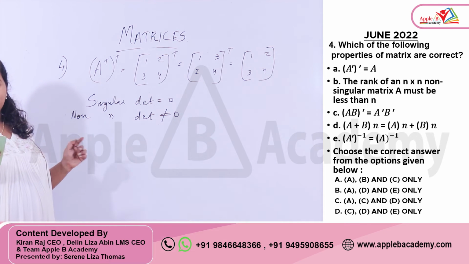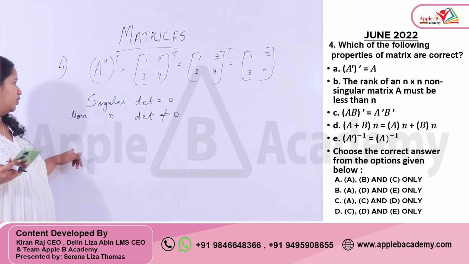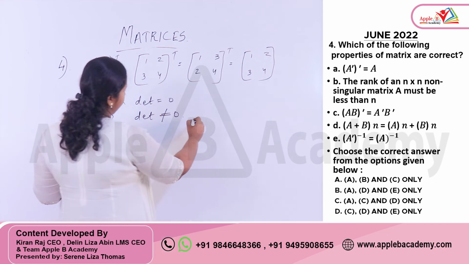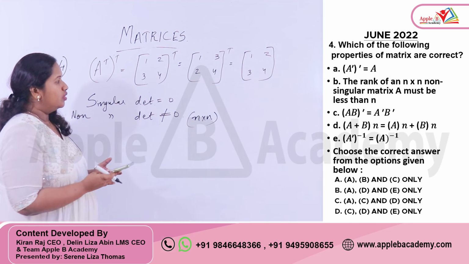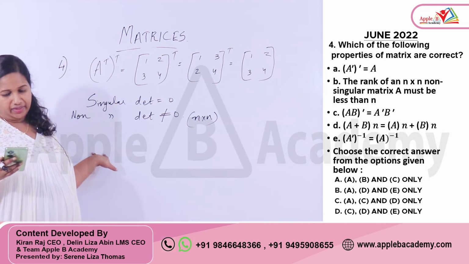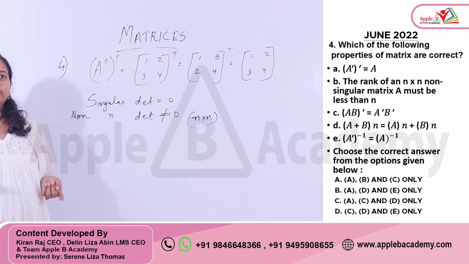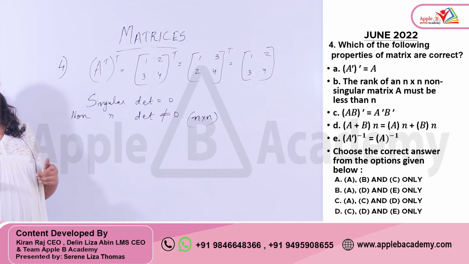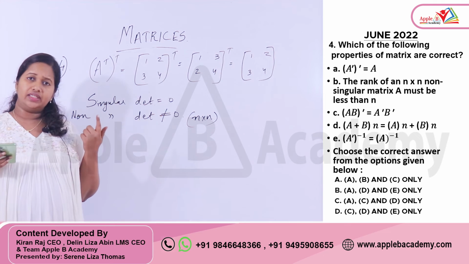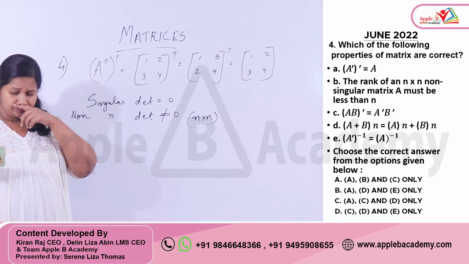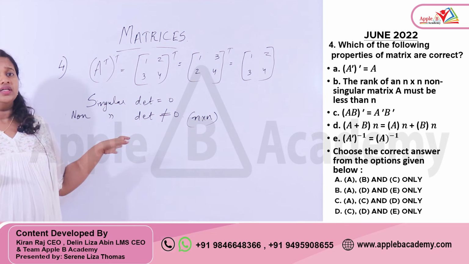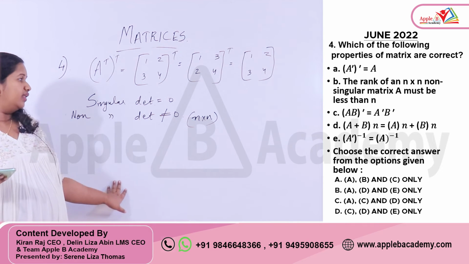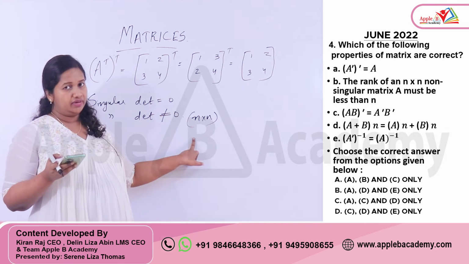Non-singular matrix A must be less than n. Okay, so if it is an n into n matrix, what is the rule for the rank? If you have a 3 into 3 matrix and you are finding the determinant of that matrix, then if you are getting a non-zero number, the rank will be equal to n.